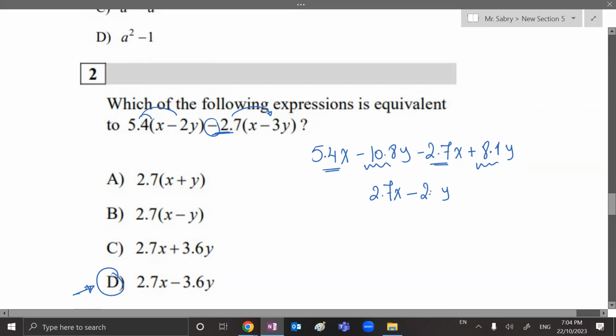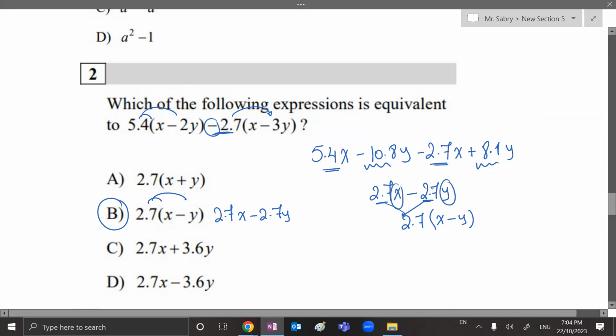Okay, so then because both of them are multiplied by 2.7, I can say it's the same as B, because 2.7, when it's distributed, would become 2.7x minus 2.7y. In other words, the 2.7 is common between these two terms. So I can write it outside as a common factor and open up a bracket and write everything else that's left, which are the x minus 1. Does this make sense?